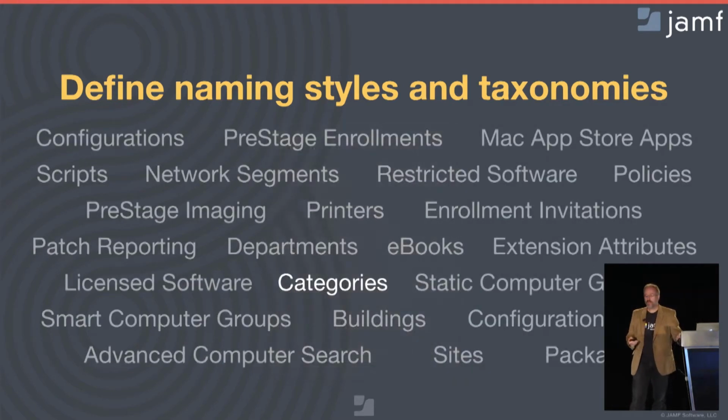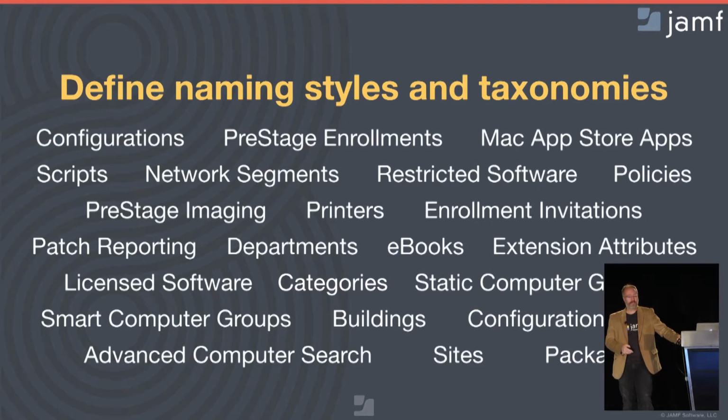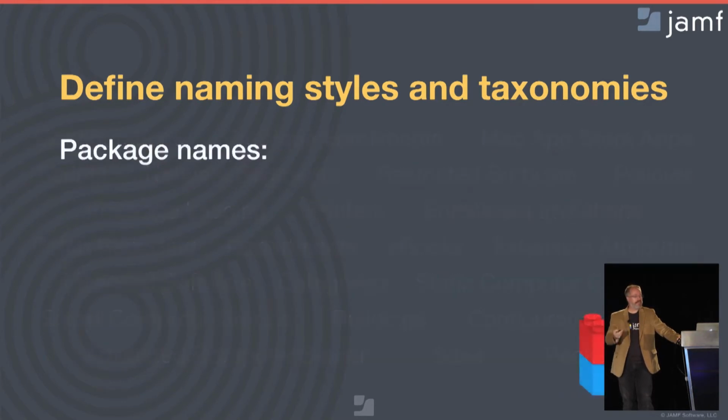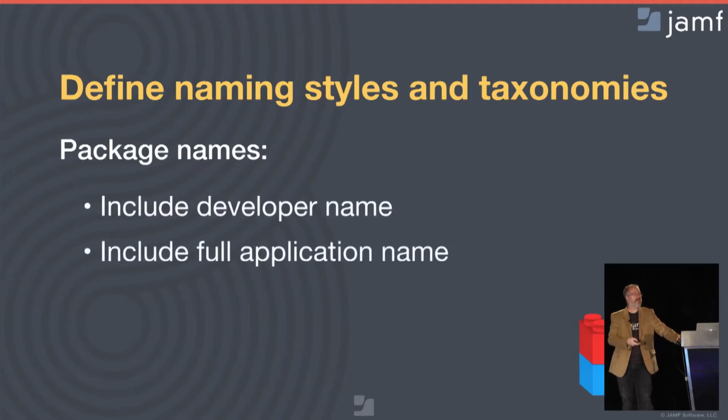All right, so that was just about categories. But think about the way that you name everything else. So here's some better practices that I've seen. For packages, I suggest these naming conventions. Include the developer name, the full application package name, and the application version. Including the version is useful because you're going to eventually need to update the software. Sometimes you need to remove an older version of the software before you can install the newer version.